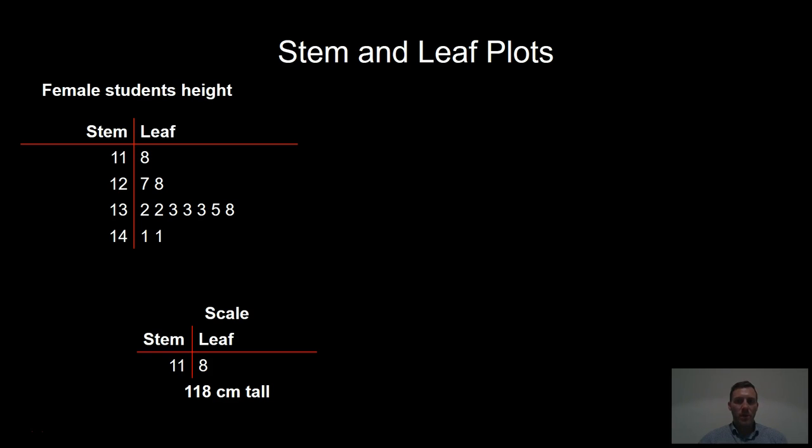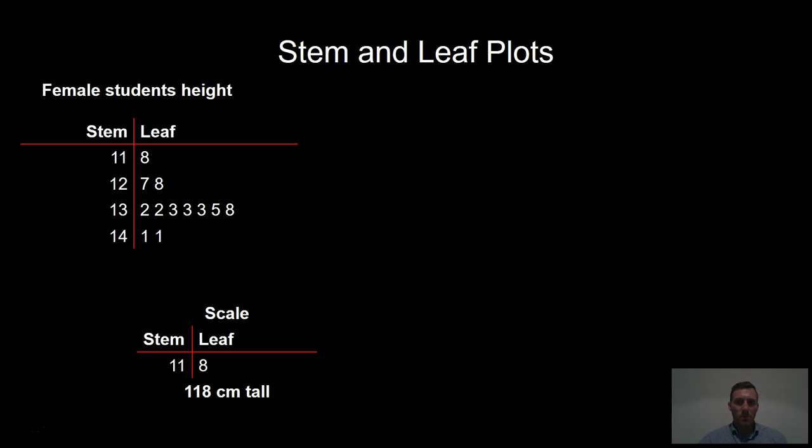In the previous example, we looked at numbers less than 100, so you'd only have one number in the stem. I'm providing this example to show you that you can have more than one number in the stem. This time we have hundreds and tens in the stem, therefore 11 in the stem and 8 in the leaf means the student was 118 centimeters tall, and you can tell that by the scale.